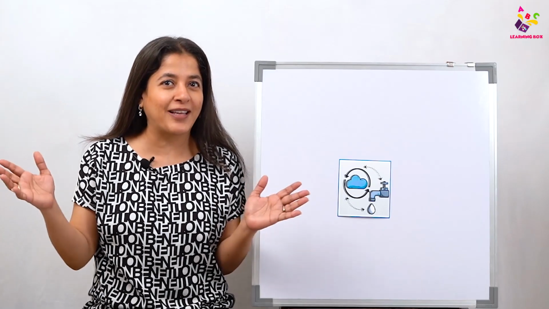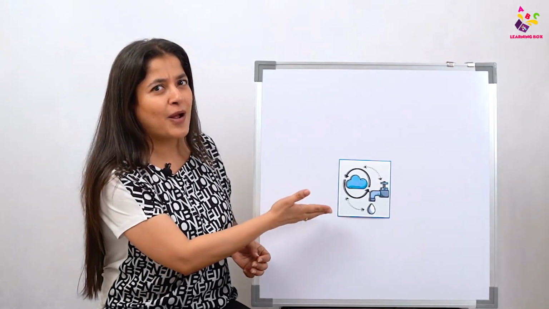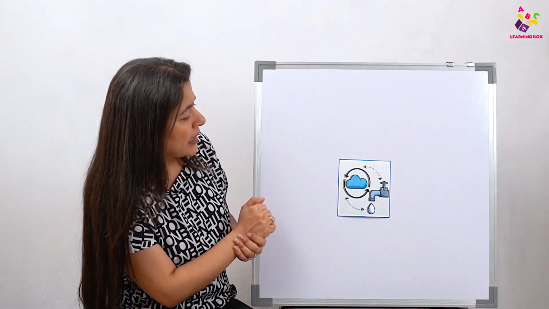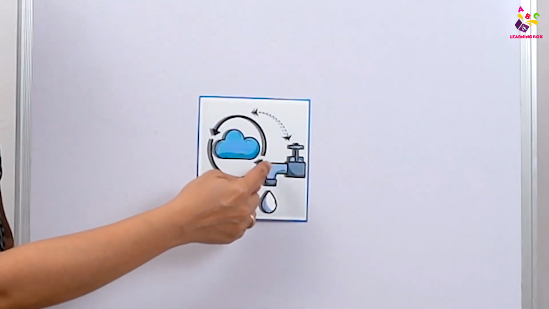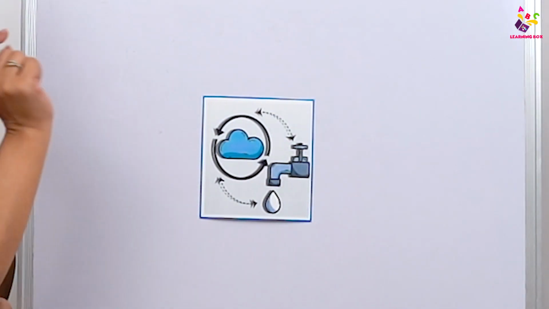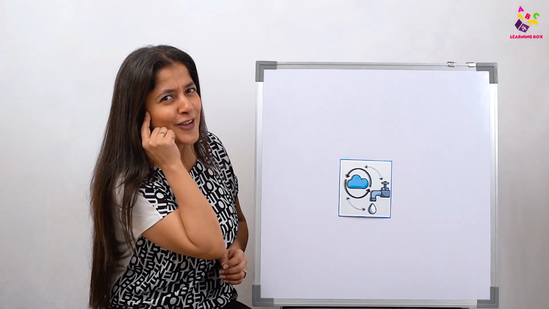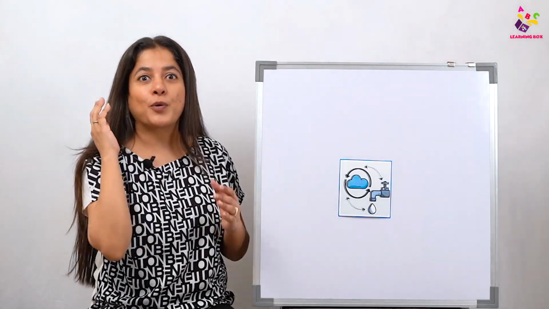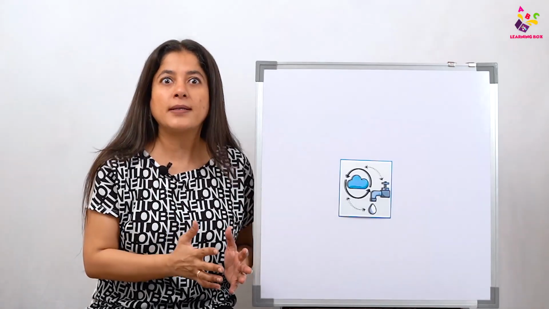And we are back with a new concept today. So, I'm sure you all are wondering, what do we have here? What is this? What can you see? We can see a tap with a water droplet here. That means water flows out of the tap, and a cloud here. So what do you think we are going to learn about? Yes, you're right. We are going to learn about how we get water at home in our taps.